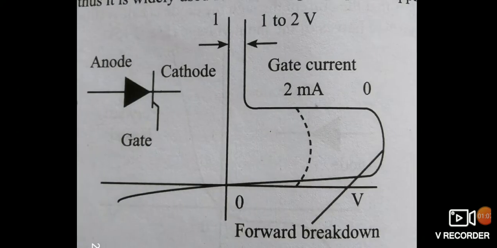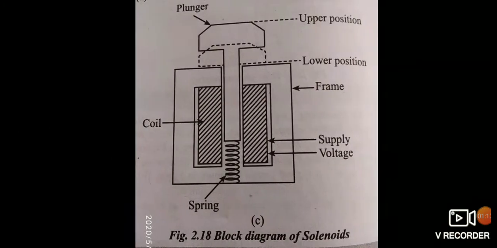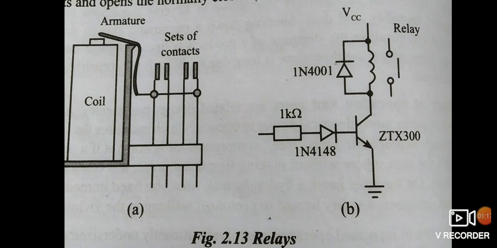Now, about the relays. Relays are electrically operated switches in which changing a current in one electrical circuit switches a current on or off in another circuit.